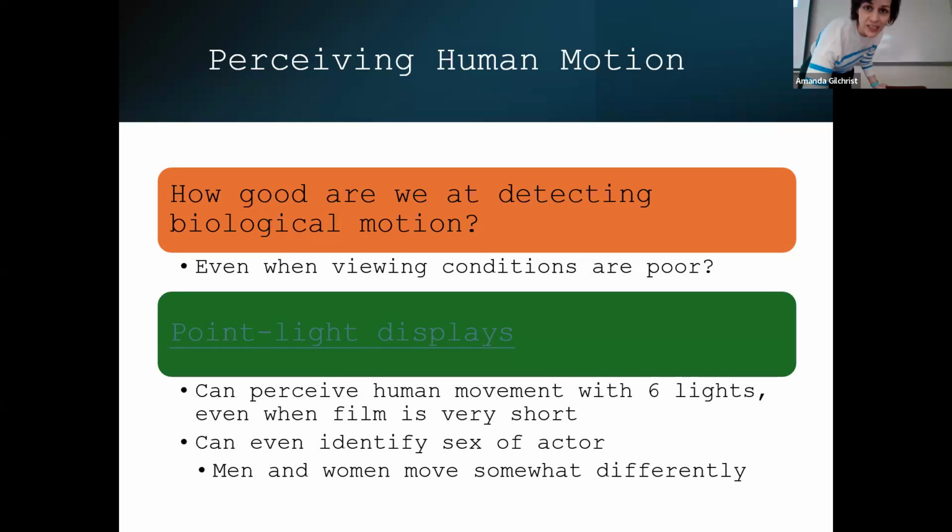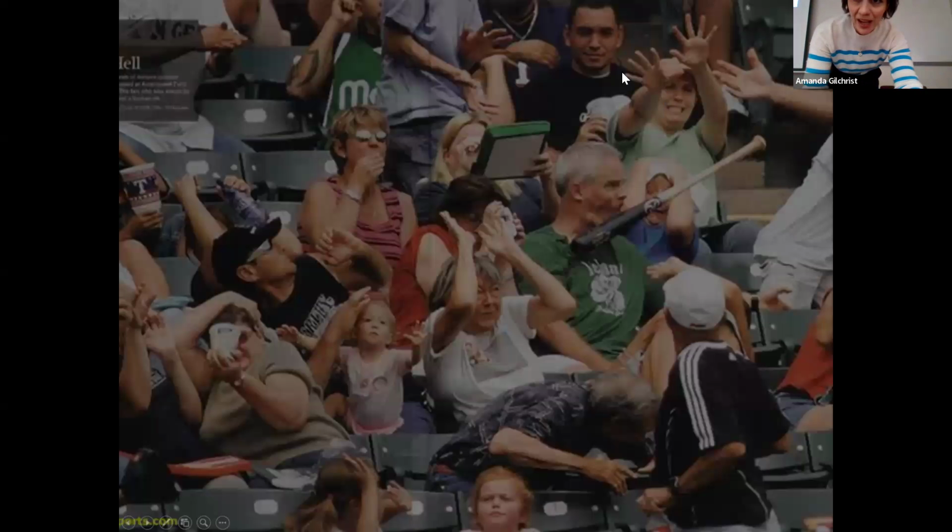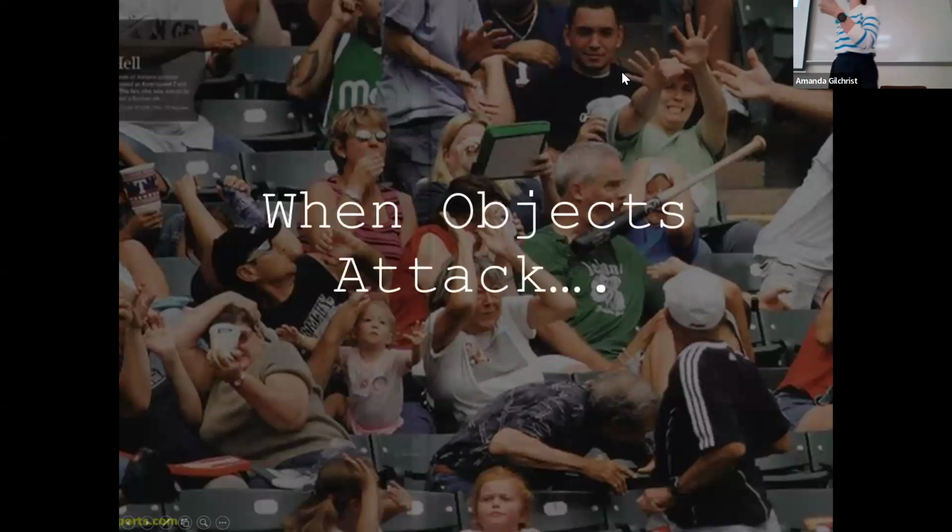So now we're going to talk very briefly, although I probably go into a little bit more detail than your book does, because I talk about this in my cognitive psych class. We're going to talk about what happens when objects attack. Don't spend much time looking at this picture. I think you'll realize what's happening. Somebody's getting hit in the face with a bat.